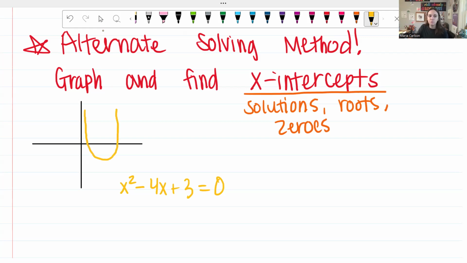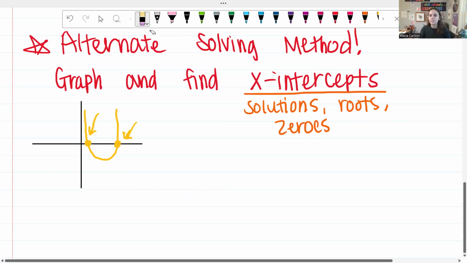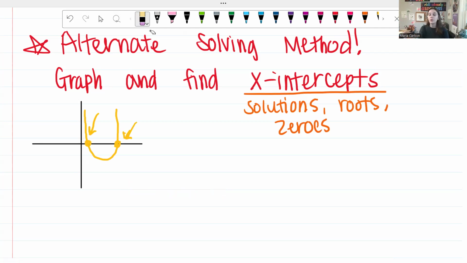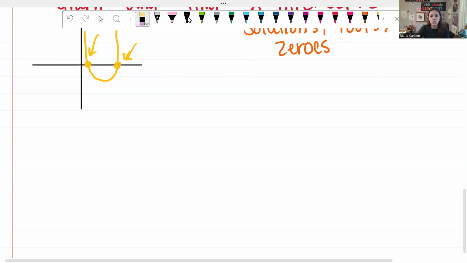So the two places where you cross, those are your solutions, your x-intercepts, your roots, your zeros. I don't know if that graph's exactly relevant to that equation, but this is just an example. When you graph it and it's a quadratic, it will make this parabola shape. And where you cross the x-axis, those are your solutions.